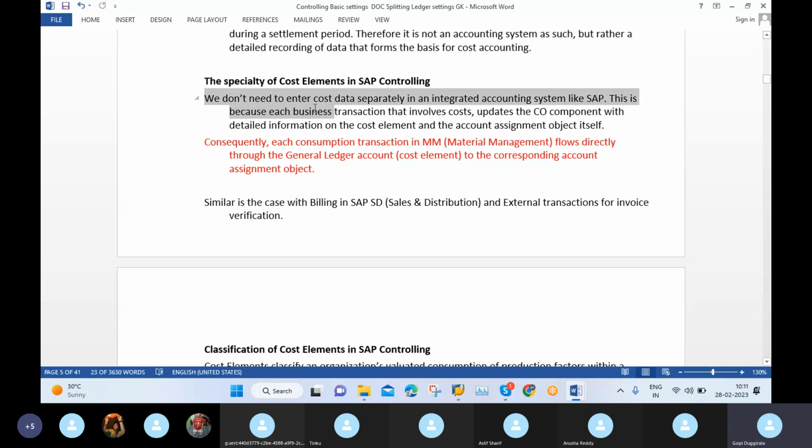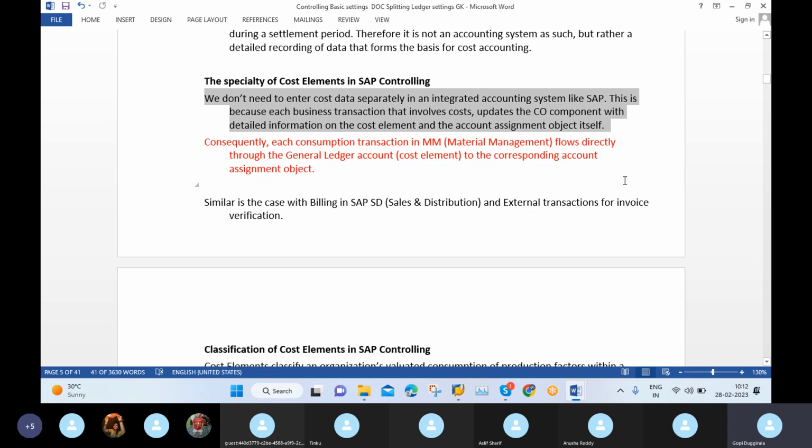So we don't need to enter cost data separately in an integrated accounting system like SAP. This is because each business transaction involves cost updates in the controlling component with detailed information of cost element and account assignment object itself. So this is also very, very important.